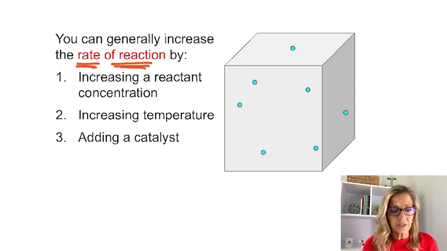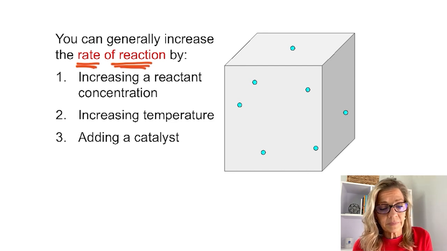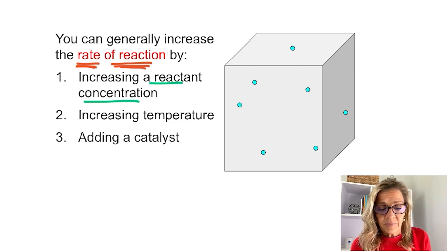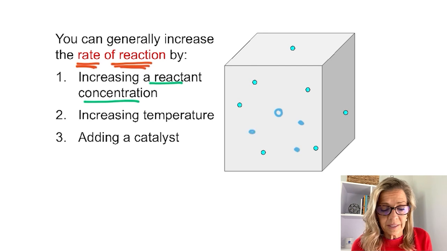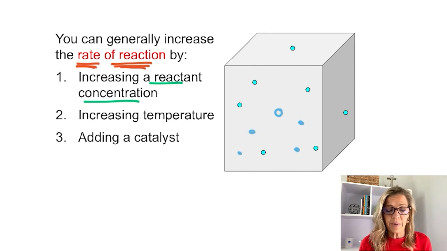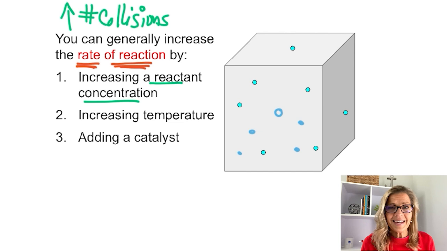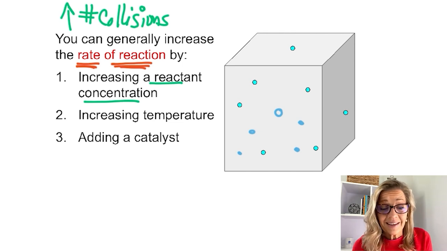So there's three things you can do to increase the rate. The first one is to increase the concentration. So if I added some particles to this box, we have more particles in the box, and so we have a greater chance of collisions. So to increase the rate of reaction, what we have to do is increase the number or the rate of collisions. If I can have more collisions per time, then I can have a faster reaction rate. So more particles in the box, then more collisions. Okay, it makes total sense.